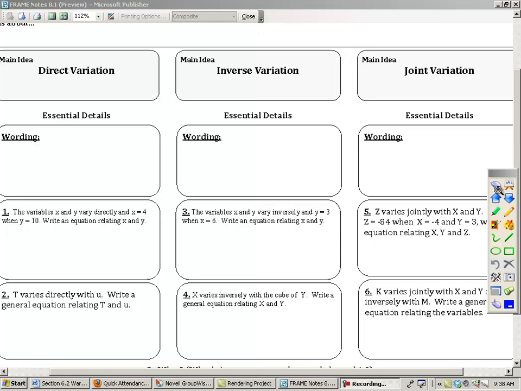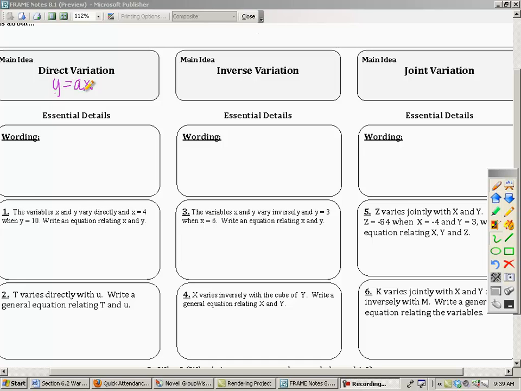Welcome to section 8.1. This is inverse and joint variation, although we are going to throw direct variation in again from chapter 1 just to make sure that we remember chapter 1. So let's start there. Direct variation, we gave you the equation in chapter 1 that says y equals a times x. And so direct variation is talking about the multiplication of a constant which we call a.